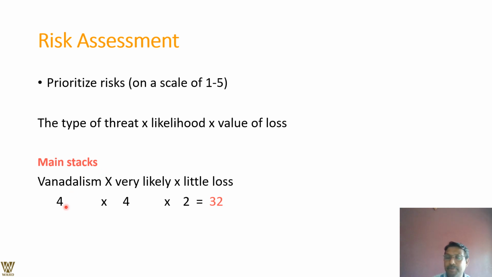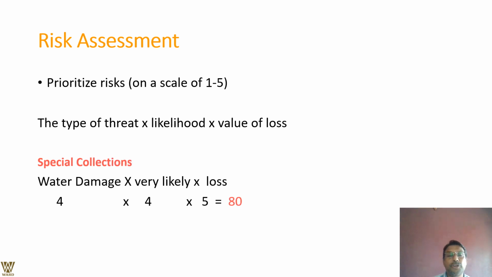Let's say vandalism, which on a scale of 1 to 5 is quite extreme. On the scale of 4, very likely, probably if you are looking at a very sensitive zone, likely to happen is 4 times out of every 5 probabilities, and loss is at a bare minimum. There are only losses to the property but nothing to life. So we have marked it as 2 on a level of 1 to 5. So what does the score mean? It means 4 into 4 is 16, times 2 is 32. So that is what the main stack of risk assessment is all about.